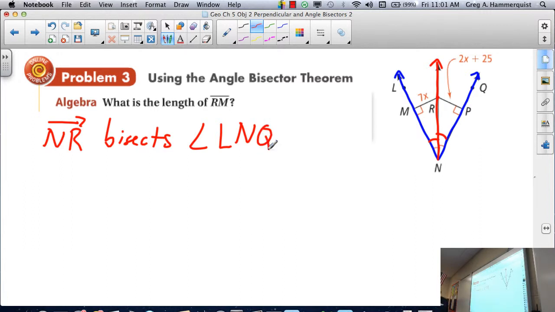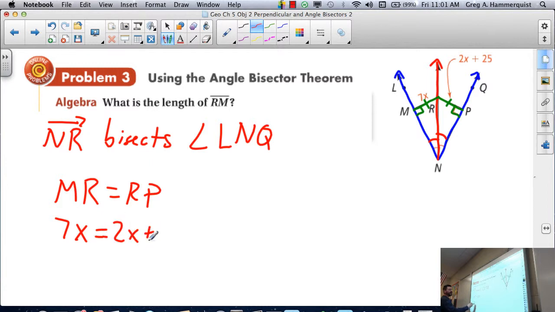And we also notice that if we look at these segments, RM is perpendicular to one side of the angle, and RP is also perpendicular to one side of the angle. So because all of this is true, what does it tell us about MR and RP? Well, those two segments have to be congruent, or have the same length. So again, we can set up an equation in which MR has to equal RP. Or in other words, MR, which is 7x, has to equal RP, 2x plus 25.